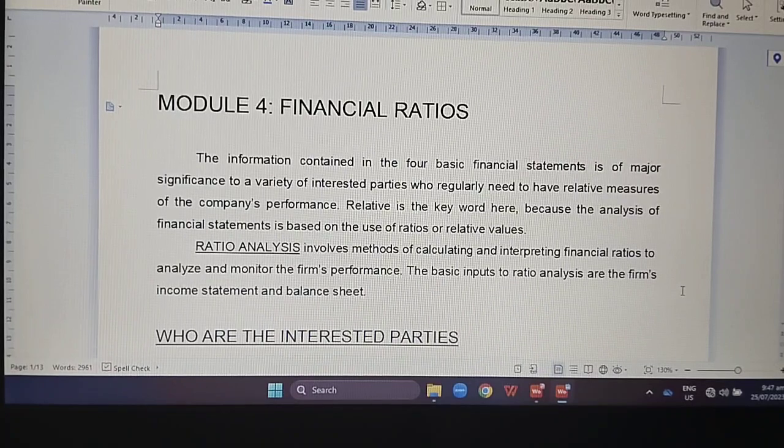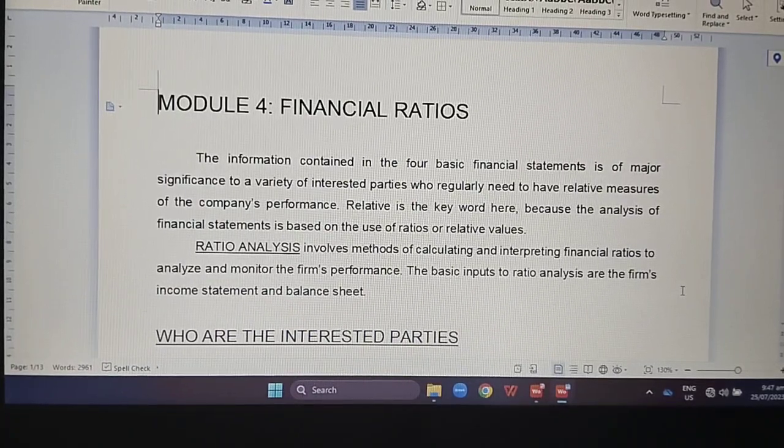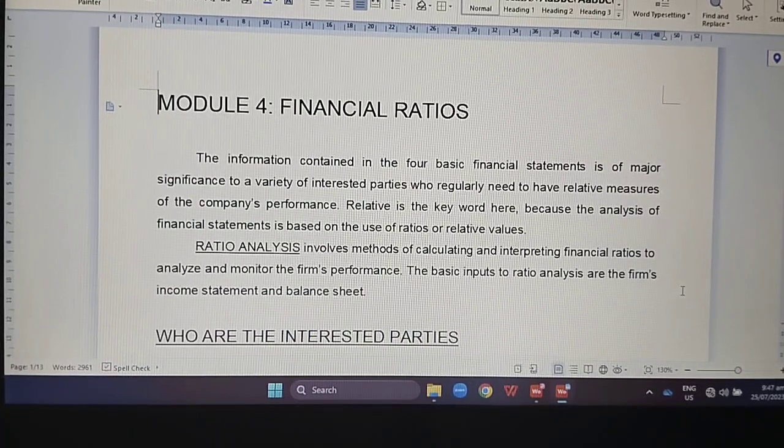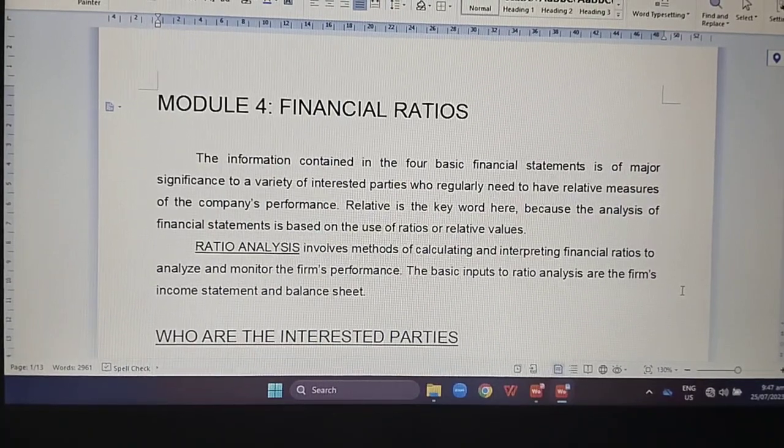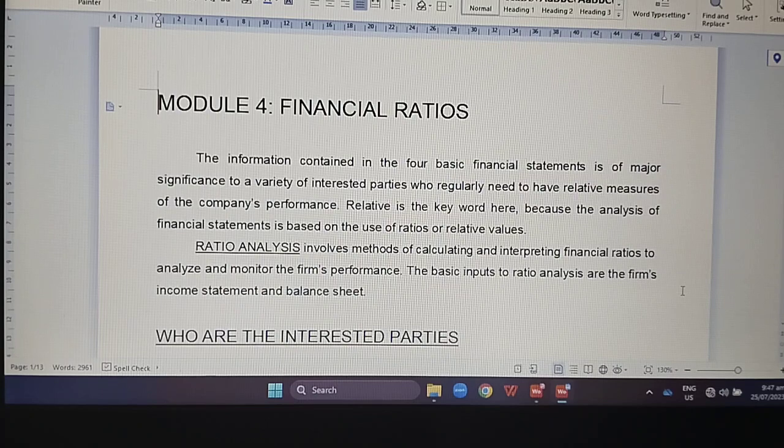Relative to the keywords here, because the analysis of financial statements is based on the use of ratios or relative values. Ratio analysis involves methods of calculating and interpreting financial ratios to analyze and monitor the firm's performance. The basic inputs to ratio analysis are the firm's income statements and balance sheets.